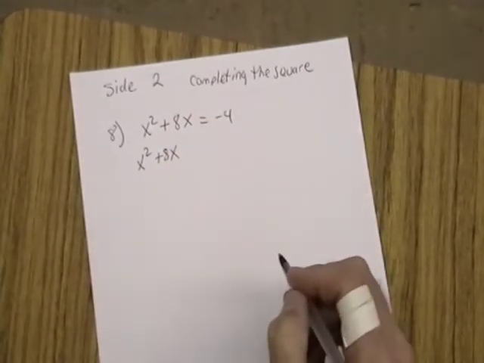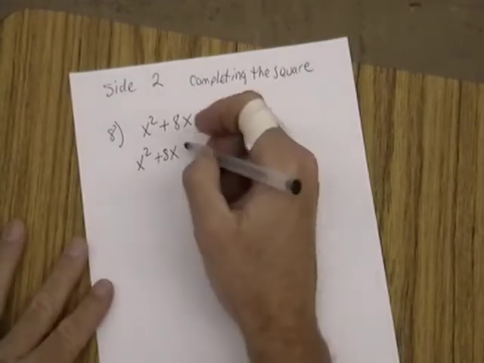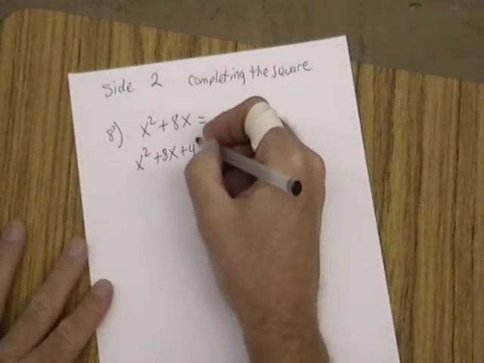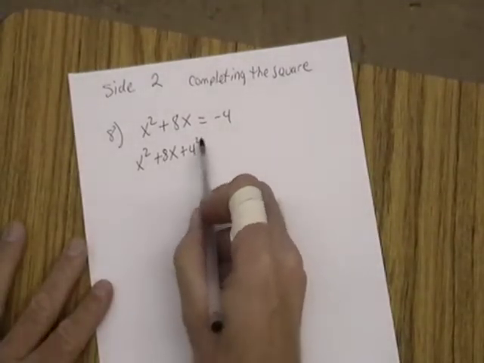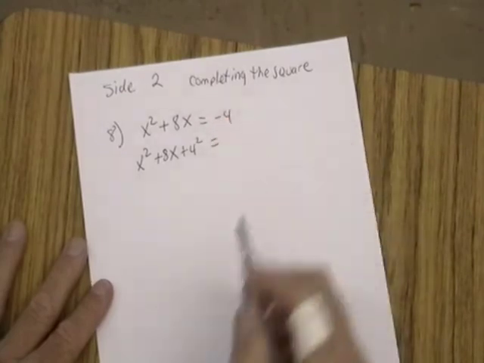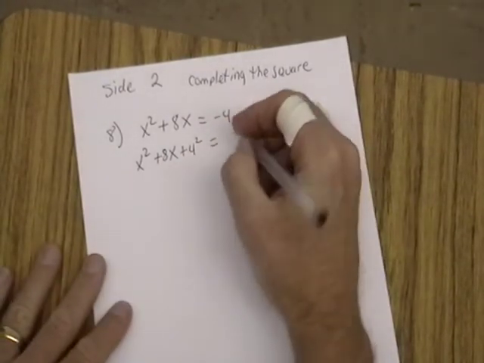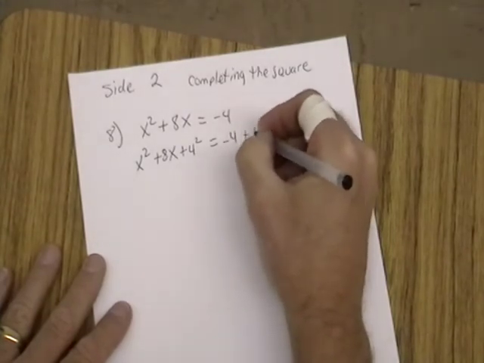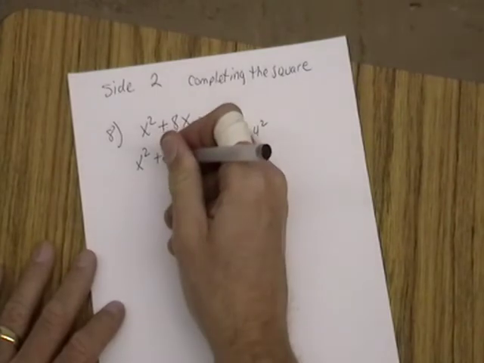And to complete the square we need to take half of the middle term and square it. So there we go. Half of 8 is 4, and we're going to square it. And then if we add 4 squared to the left side, we've got to add 4 squared to the right side in order to keep it balanced.